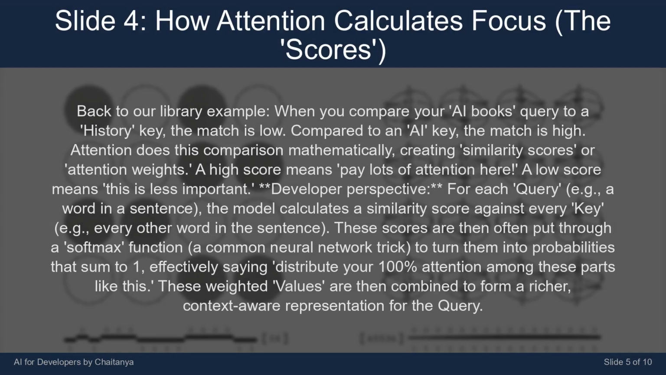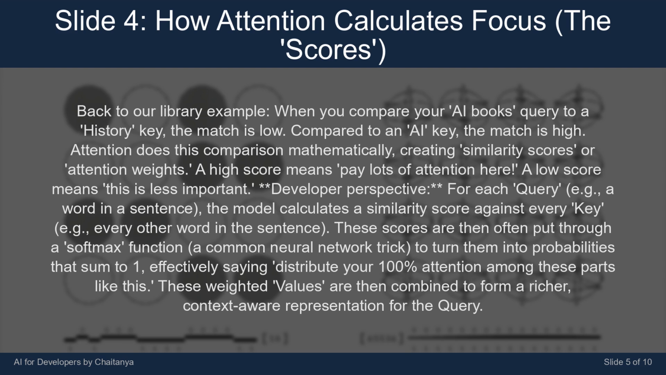Back to our library example. When you compare your AI book query to a history key, the match is low. Compared to an AI key, the match is high. Attention does this comparison mathematically, creating similarity scores, or attention weights. A high score means pay lots of attention here. A low score means this is less important.